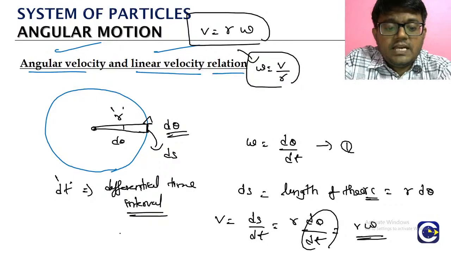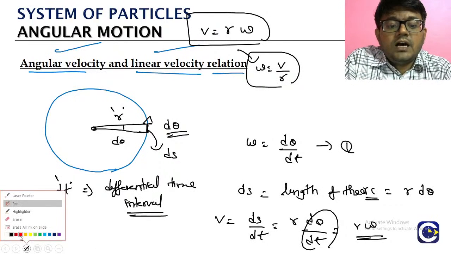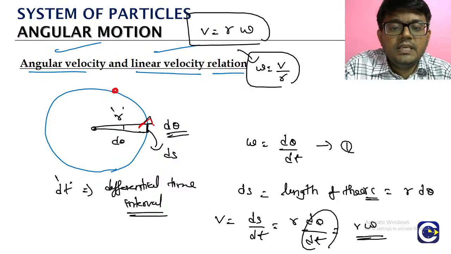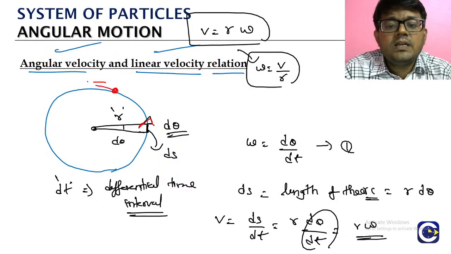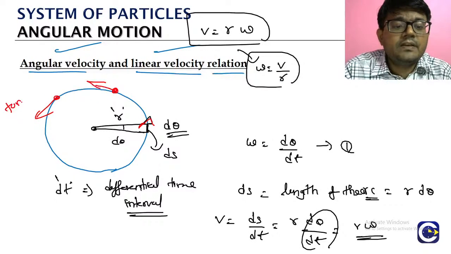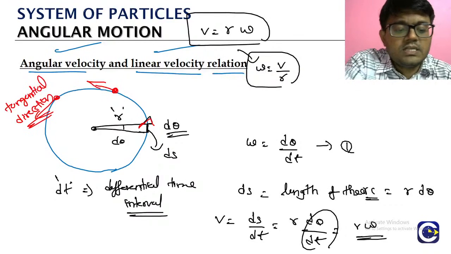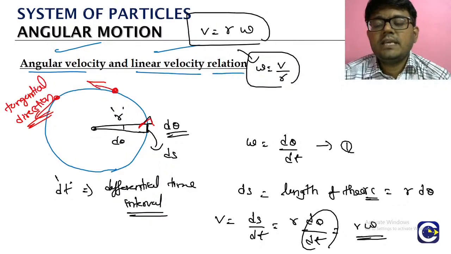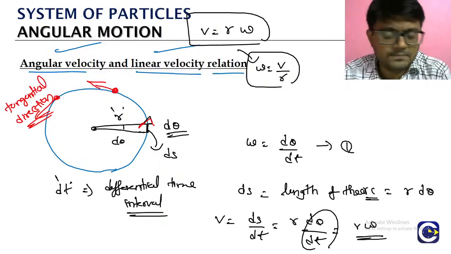The direction of the linear velocity will always be along the tangent. To find the direction of the linear velocity, we have to draw the tangent. Always the direction of the linear velocity will be in the tangential direction. And what is the relation between the linear velocity and the angular velocity? v is equal to r omega.